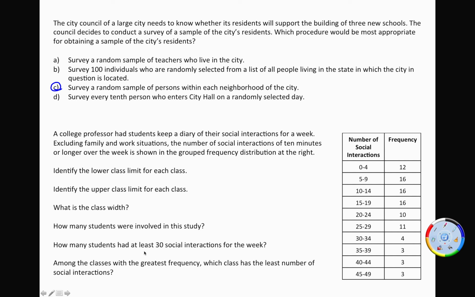How many students had at least 30 social interactions for the week? At least 30 means 30 or more, right? Well, then that's this group right here, right? 30 or more. So 4, 7, 10, 13 students had 30 or more.